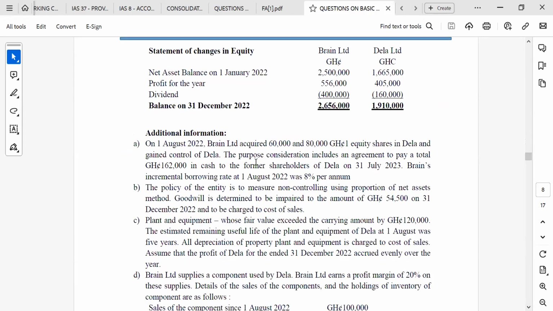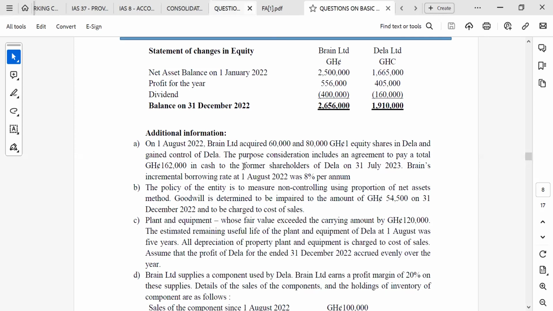Okay. So we are not interested in the number of shares that they are acquiring. The group structure, although we are going to do the group structure, but that is not our focus for now. So when is the acquisition date? 1st August. Okay. So 1st August to 31 December, how many months is that? It's 5 months. August, September, October, November, December.